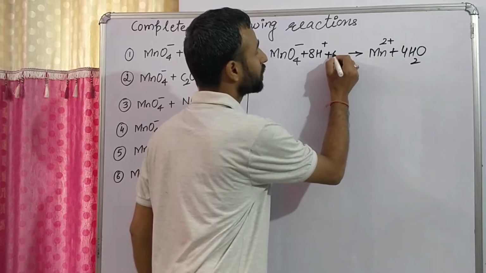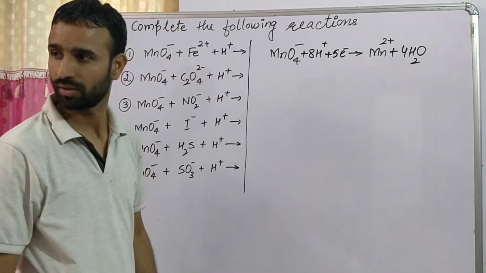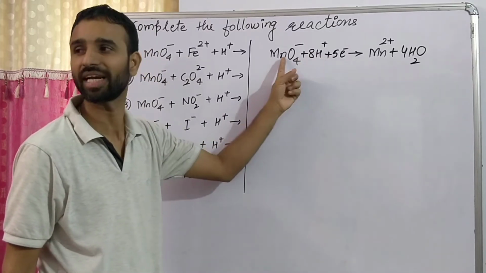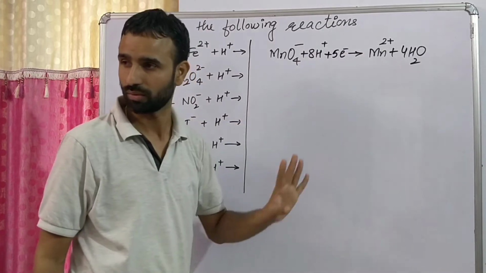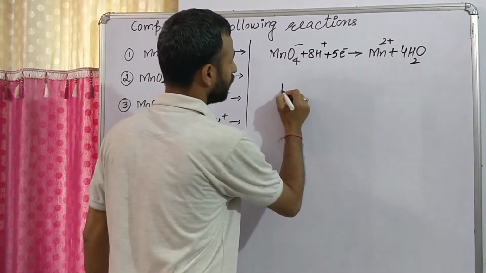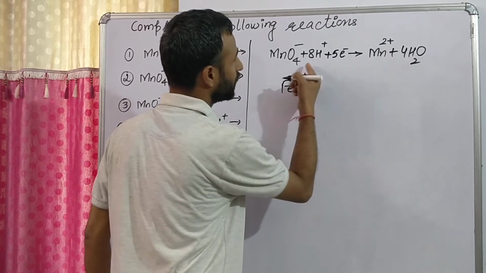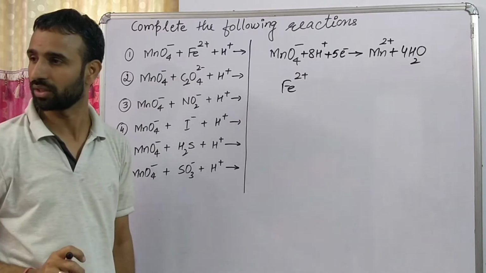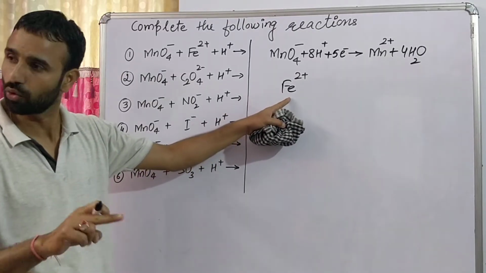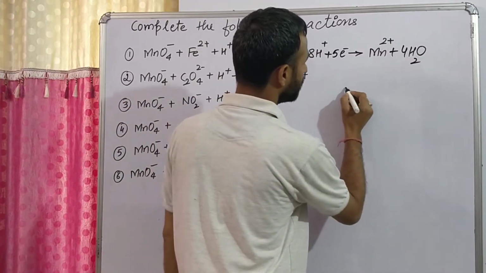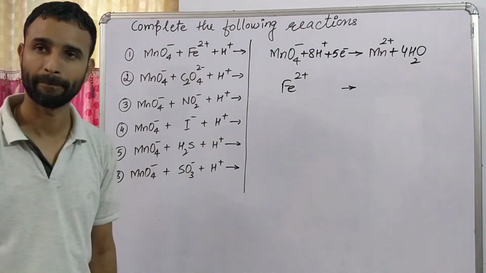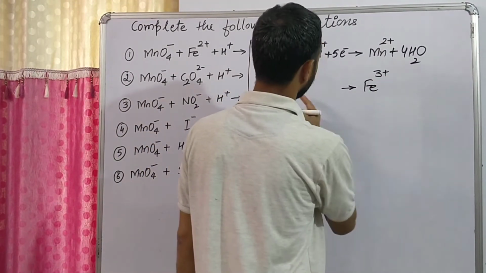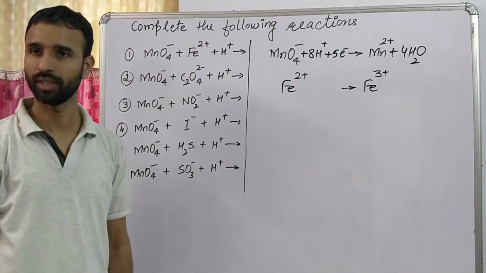If we add 5 electrons, then the charge is balanced, because 5 negative and 7 positive give 2 positive. That means MnO4 negative gains 5 electrons, so MnO4 negative is an oxidizing agent. It oxidizes Fe2 plus, and Fe2 plus is oxidized to Fe3 plus. In this way, Fe2 plus is changed into Fe3 plus.